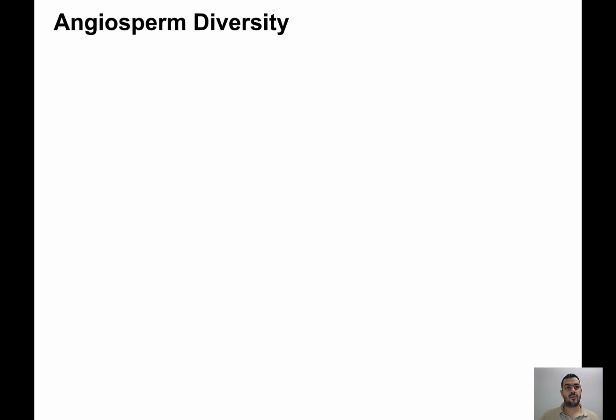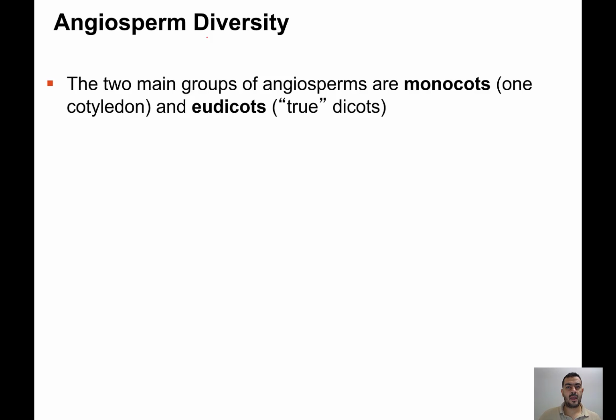Hello everyone. So in this video we are going to discuss the Angiosperm diversity, and we'll start by classifying the angiosperms. So there are two main groups of angiosperms. These are the monocots and the eudicots. And if you remember, eu means true, so like eukaryotes. So eudicots means true dicots. In some textbooks, it is referred to as dicots.